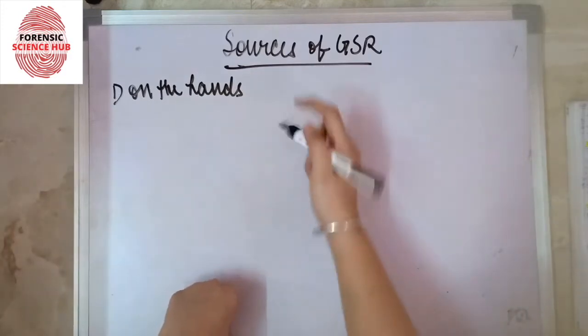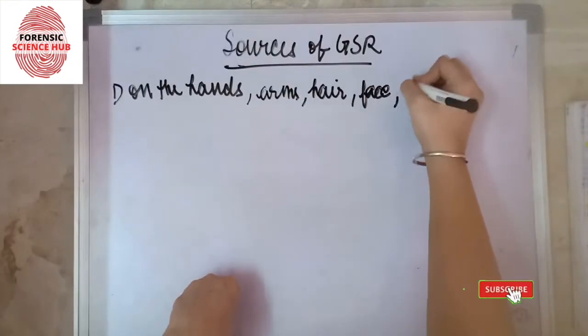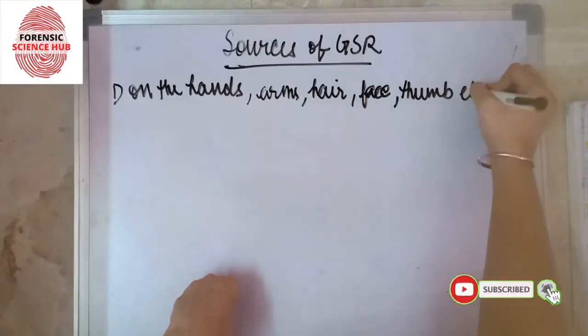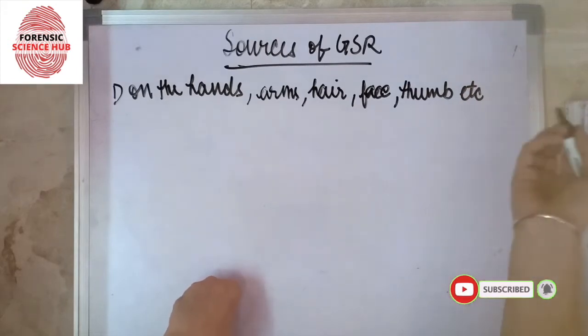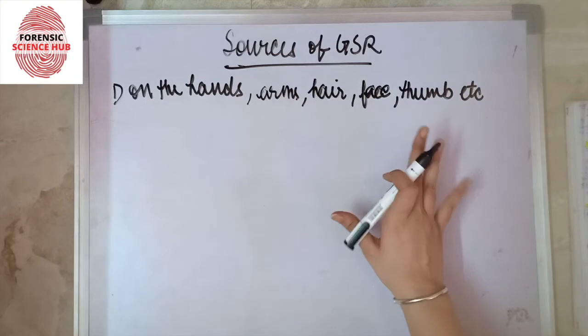Other than the hands, they can also be found on the arms, hair, face, thumb, etc., or on the fingers like the trigger finger. It can also be found on these places of the shooter.